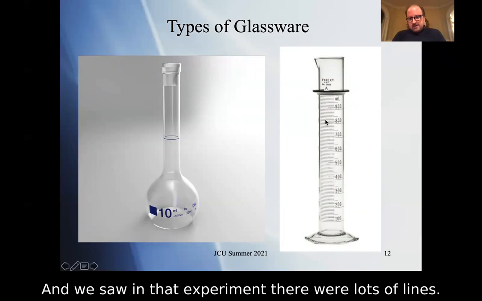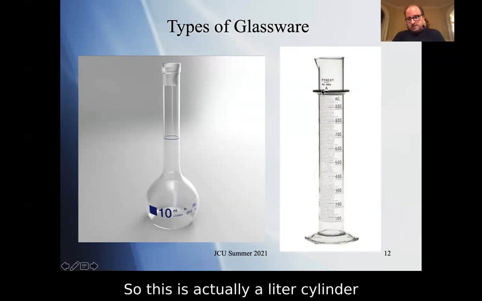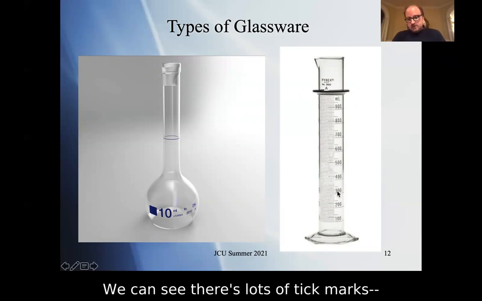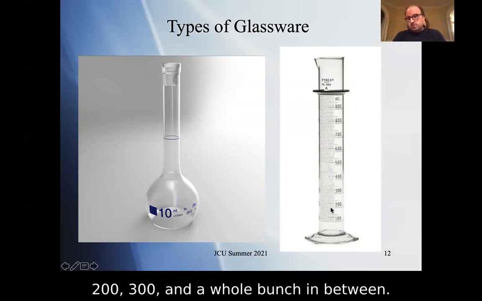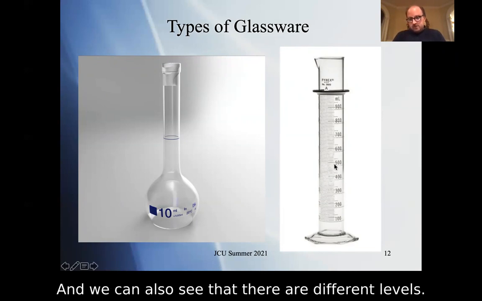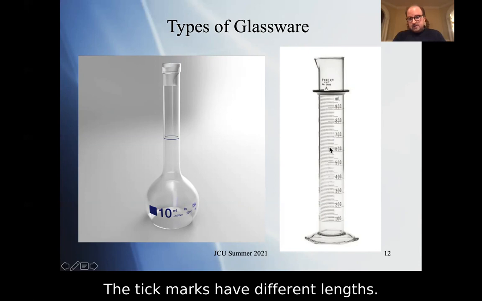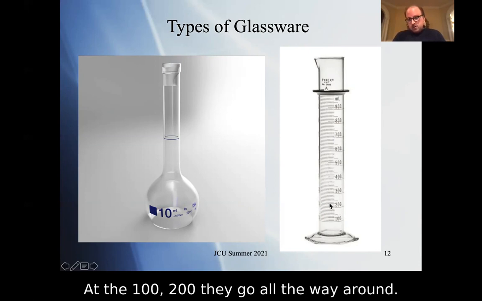Right, and we saw in that experiment there were lots of lines. So this is actually a liter cylinder with the same basic premise, right? We can see there's lots of tick marks, 100, 200, and then a whole bunch in between. 200, 300, and a whole bunch in between. Right, and we can also see that there are different levels, right? The tick marks have different lengths, right? At the 100, 200, they go all the way around.